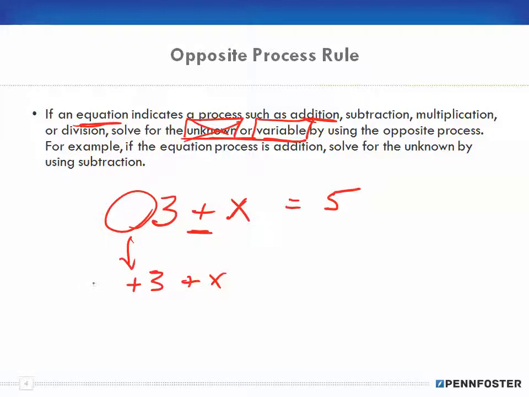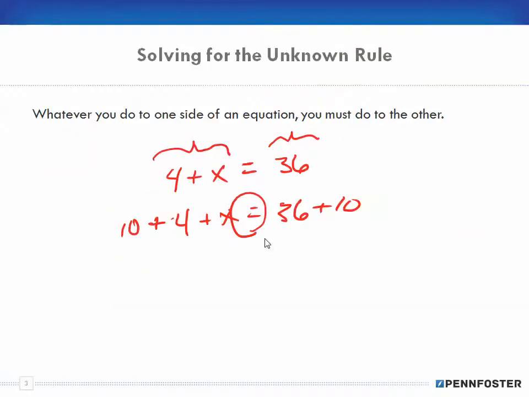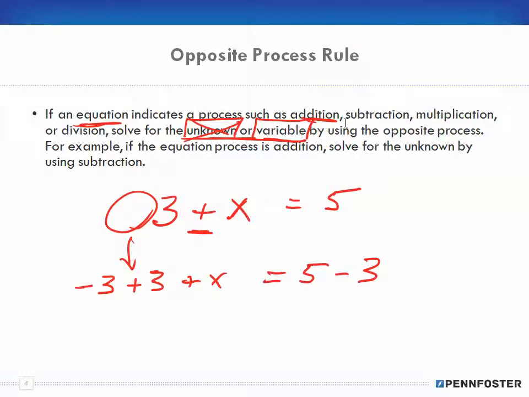Now, in order to do the opposite process, I need to subtract 3. There's my opposite process. If I have an addition, I'm going to subtract. And when I do that, since I did it on the left-hand side of the equal sign, that means I also have to do the same thing on the right-hand side of the equal sign. That goes back up to the previous rule. Whatever you do on one side of the equation, you have to do on the other.